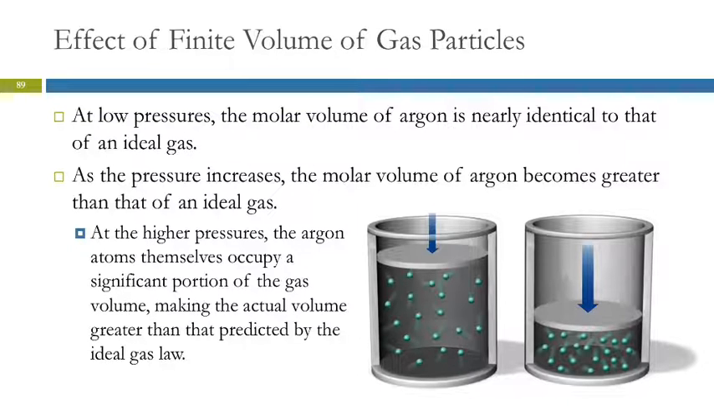The ideal gas, having no volume of particles, as you compress it and compress it, eventually you're just going to get to zero volume because there aren't really any particles there. So with the real gas, the actual volume is greater than what's predicted by the ideal gas law.